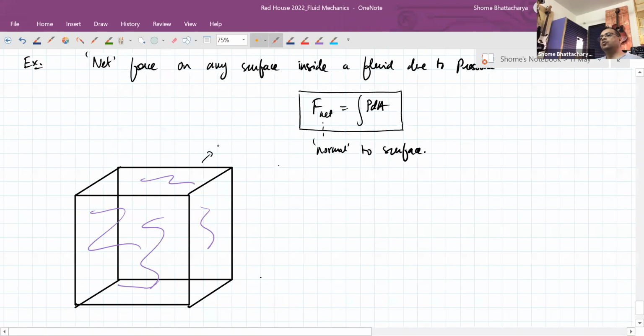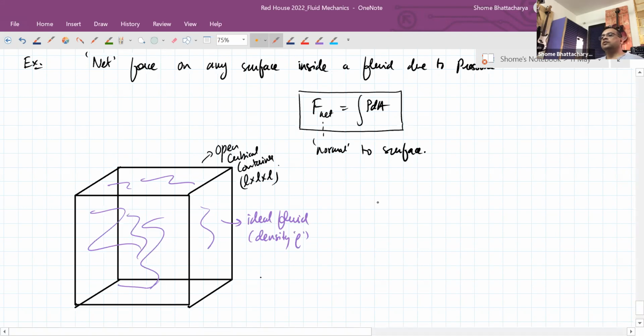So this is an open cubical container. Dimension L by L by L. Filled with an ideal fluid of density rho. Okay, filled to the top, as you can see.